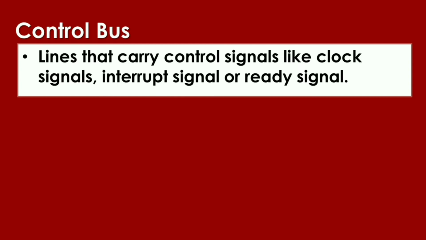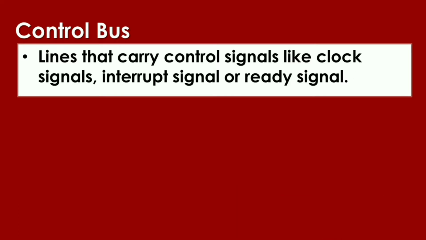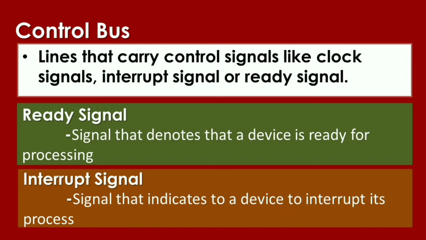We also have the control bus. It is a line that carries control signals like clock signal, interrupt signal, or ready signal. So the control bus is the bus that controls the different units or parts of the computer. So we have the ready signal na sinasend ng control bus. It is a signal that denotes that a device is ready for processing. We also have the interrupt signal that indicates to a device to interrupt its process.